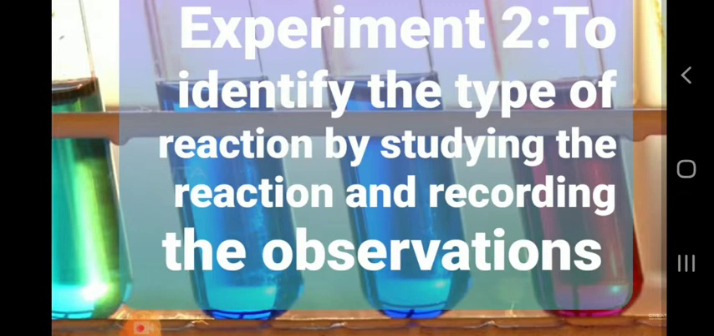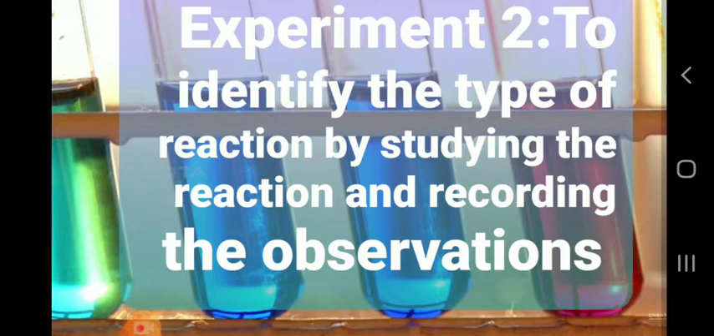Now, different types of chemical reactions are there, and they can be classified using different criteria. Here we will see different reactions such as exothermic reaction, endothermic reaction, reversible reaction, and irreversible reaction. Then, when we perform the experiment, we will identify which type of reaction it is. So, first of all, we will see the first part.